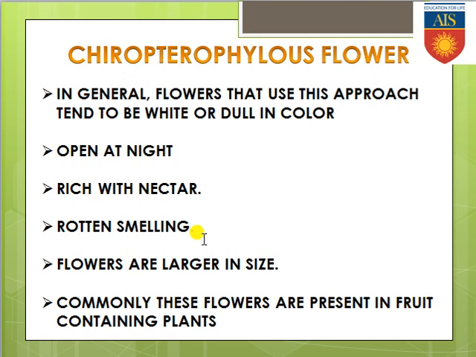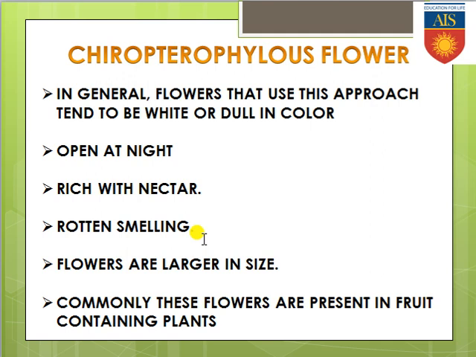Commonly these flowers are present in fruit containing plants. This is another more important thing. These flowers which get pollinated by the help of bats are present in fruit containing plants. Why? Because in those plants, commonly the bats go, and when the bats go for eating the fruit, automatically or accidentally the pollen grains of the flowers get adhered to the body surface of the bat, and then get transferred to another flower. The bat doesn't know about that.